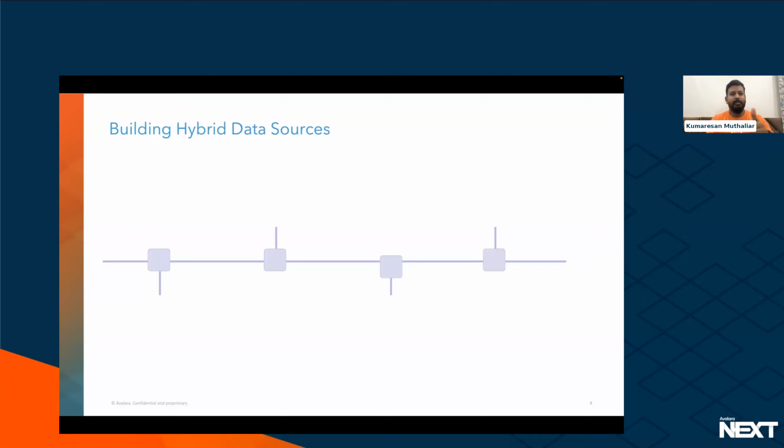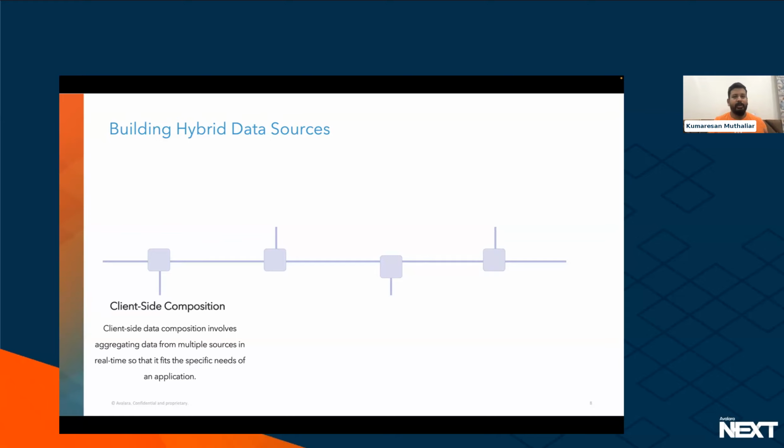Then I want to talk about this point. I want to highlight this point that is called building hybrid data sources. Data is the key to any business today, and data doesn't come from one source, correct? It is scattered, it is in different sources, correct? So you guessed it right, I'm talking about building hybrid data sources. How can I build hybrid data sources using GraphQL?